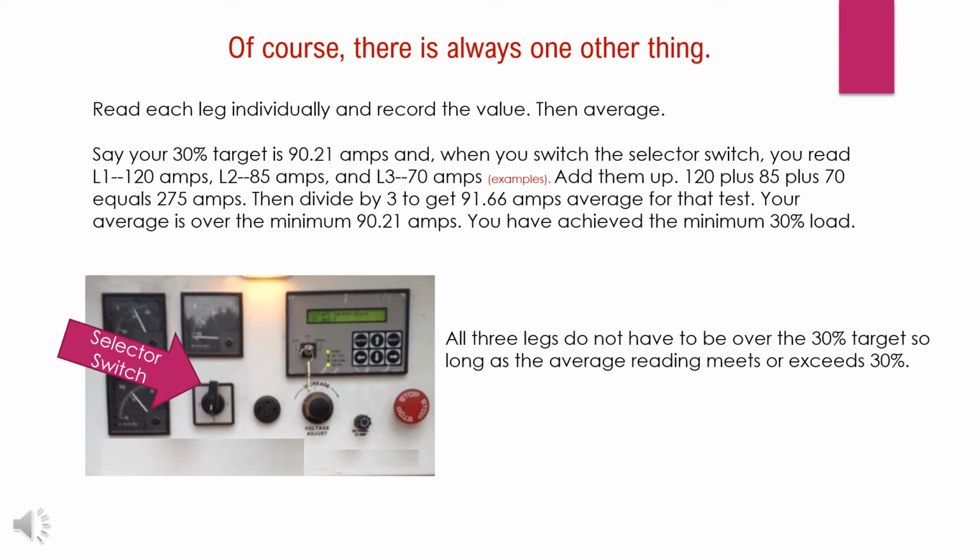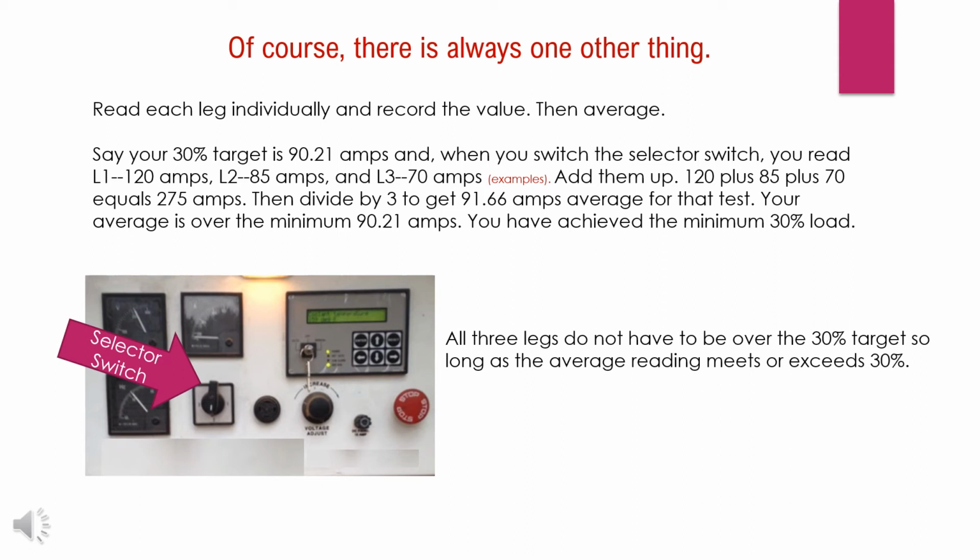Of course, there's always one other thing. Read each leg individually and record the value, then average. Say your 30% target is 90.21 amps, and when you switch the selector switch, you read on L1 120 amps, L2 85 amps, and L3 70 amps. Add them up. 120 plus 85 plus 70 equals 275 amps. Then divide by 3 to get 91.66 amps average for that test. Your average is over the minimum 90.21 amps. You have achieved the minimum 30% load.